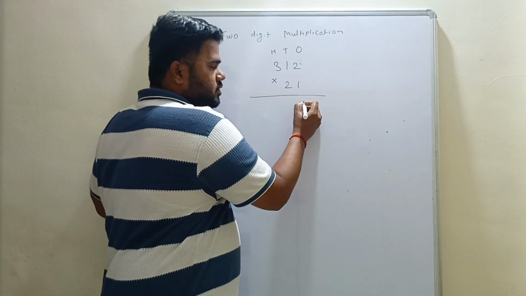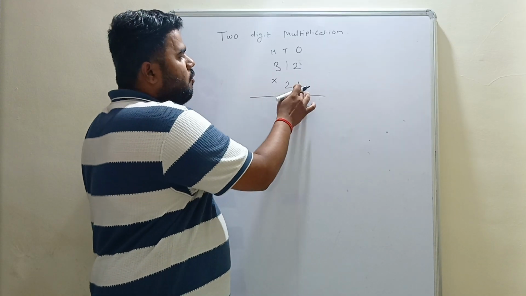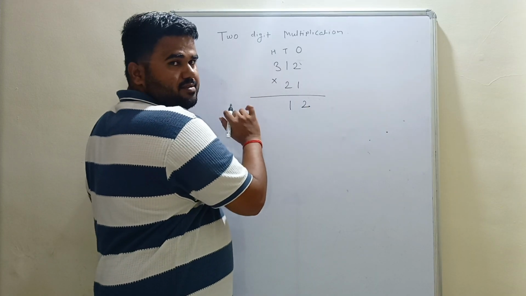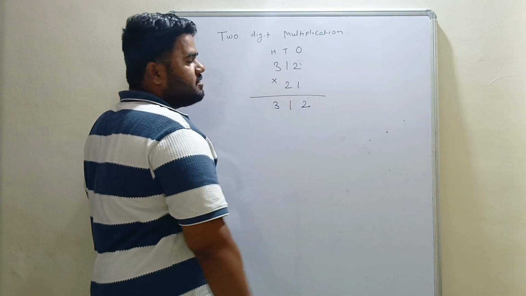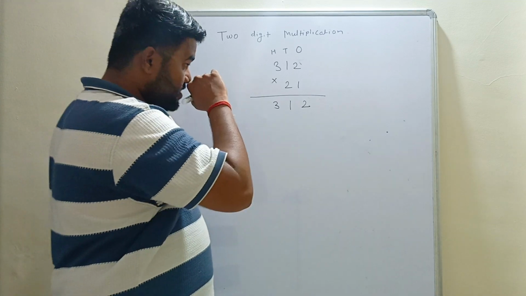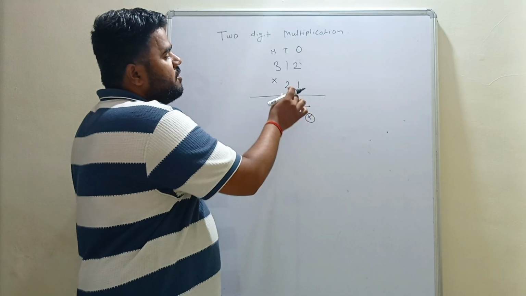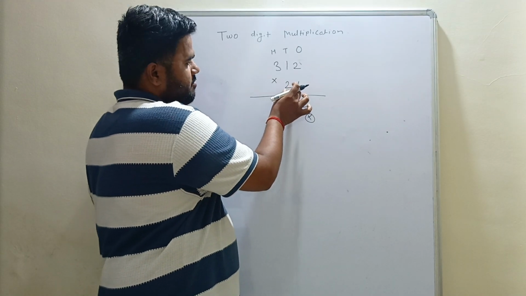1 2s are 2. 1 1 is 1. 1 3s are 3. This is two layer multiplication. That's why we will take a cross here. Then we will multiply by the second number.